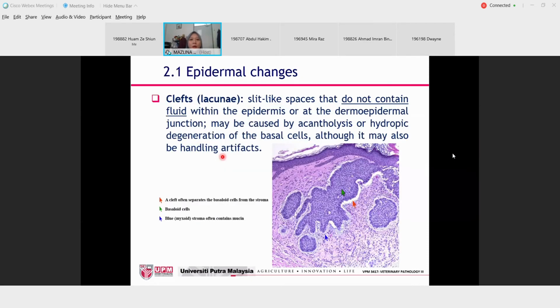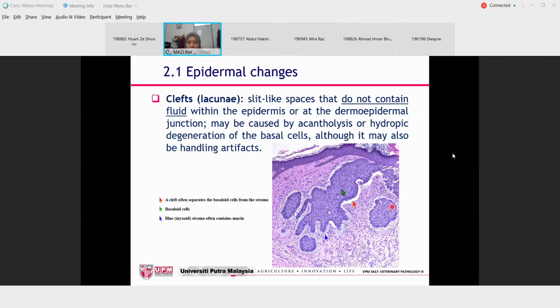Okay. Next, cleft or lacunae. These are basically slit-like spaces. Slit-like is very narrow, okay, and do not contain fluid. Usually within the epidermis or at the dermo-epidermal junction. And this might be caused by acantholysis or hydropic degeneration of the basal cells, although it may also be a handling artifact.